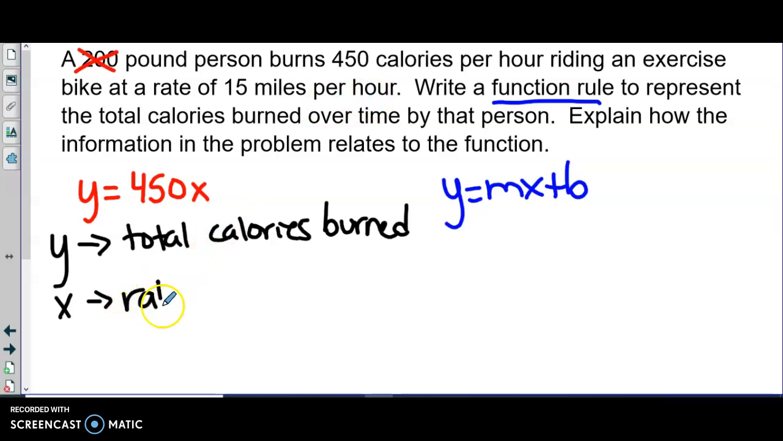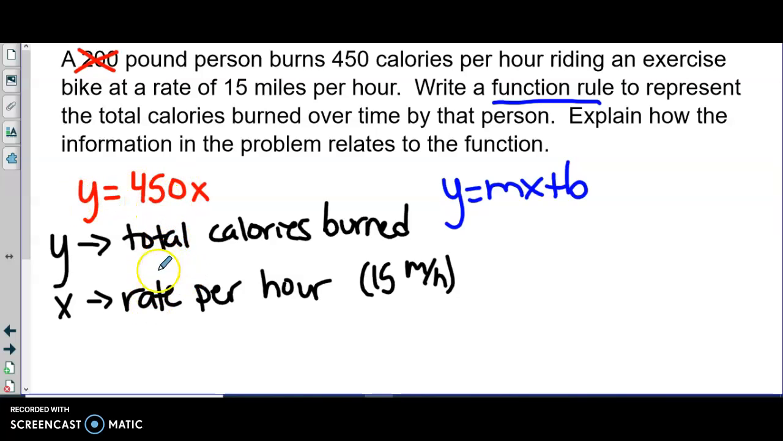So x is the rate per hour, and in this case, he's going 15 miles per hour. So as long as he stays 15 miles per hour, he's going to burn 450 calories every hour. So if he bikes for 2 hours, you would plug in a 2 there, and he would burn 900 calories. If he bikes for half an hour, it would be half of that amount. So this is a great function rule.